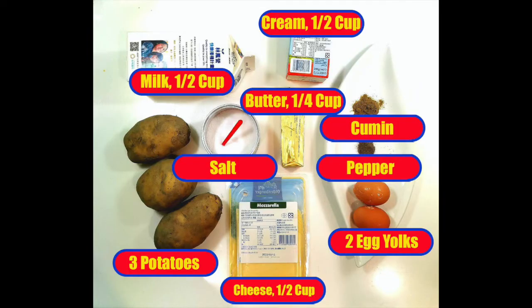Basically, there are two components to today's recipe. Let's start with the Colombian mashed potato. For this, you'll need half a cup of cream, preferably heavy cream, half a cup of milk, 1/4 cup butter. For the spices, you'll need salt, pepper, and cumin. You'll also need 3 potatoes, half a cup of cheese, and 2 egg yolks.